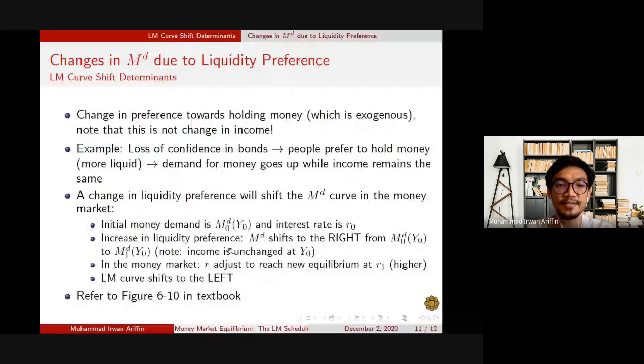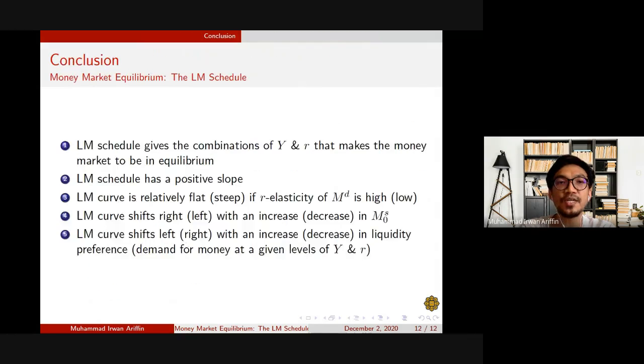So as we have the increase in the liquidity preference, the money demand curve would shift to the right. Take note that this will be represented by the C0 term, the intercept, which covers all other factors that are not specified endogenously in the equation. So in the money market, there's a pressure on the interest rate to go up and reach the new equilibrium, and in this case, the LM curve would shift to the left.